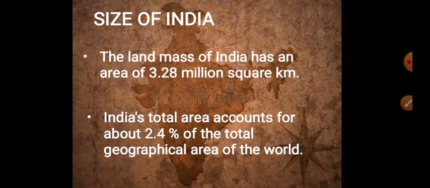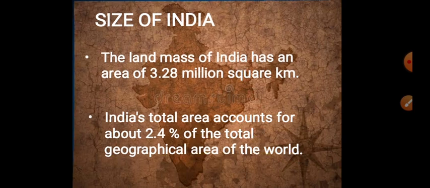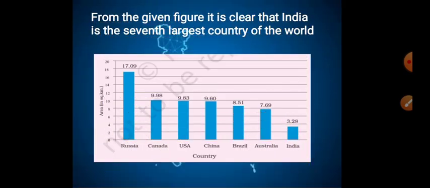Now next, the size of India. The landmass of India has an area of 3.28 million square kilometers. India's total area accounts for about 2.4% of the total geographical area of the world. From the given figure, it is clear that India is the 7th largest country of the world.